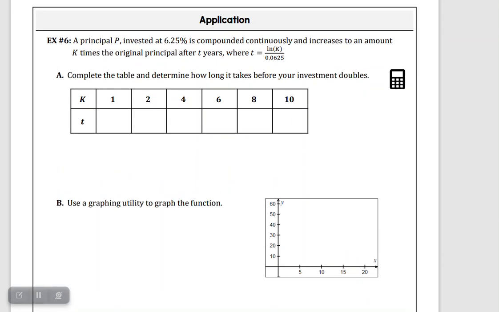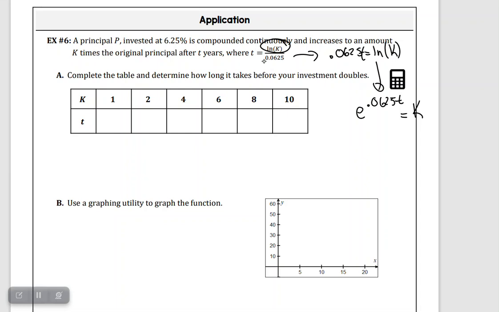All right, number 6 shows the application, basically with an investment. So a principal P invested at 6.25% is compounded continuously and increases to an amount K times the original principal after 2 years, where t equals ln(k) over 0.0625. So you can see the logarithm or natural log with, log base e.